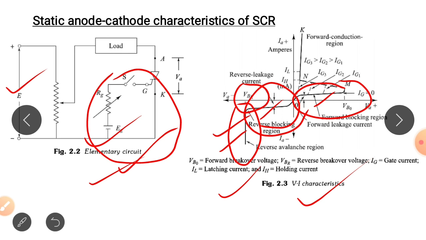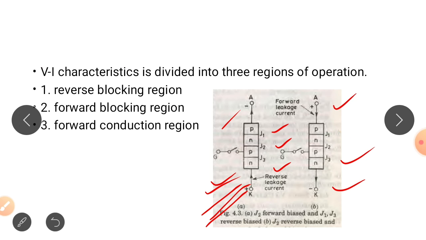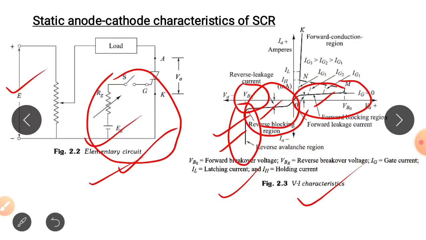If we increase the forward voltage, then the reverse biased junction J2, I told you, junctions J1 and J3 are forward biased and junction J2 is reverse biased, will have an avalanche breakdown. That avalanche breakdown is represented as VBO.